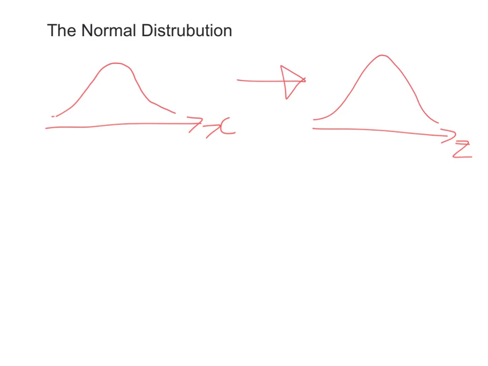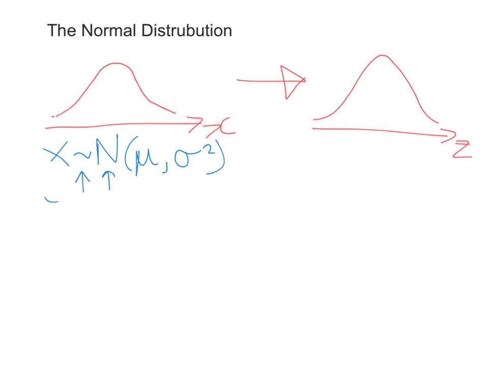So many things in the world are normally distributed. For example, the height of people in our class, or lots of other different things, they have a normal distribution. So say we have our random variable x. If it's normally distributed, we're saying that it has the normal distribution, with mean mu and variance sigma squared.